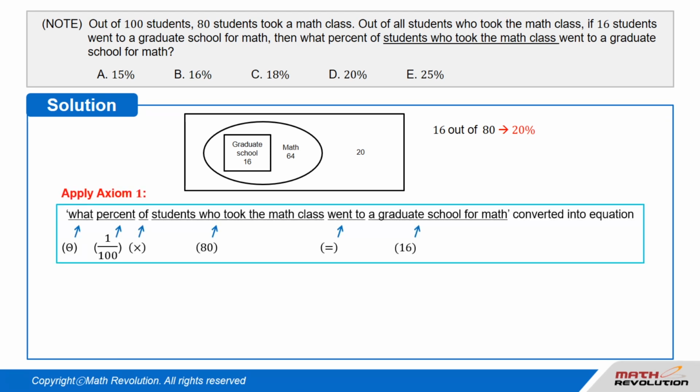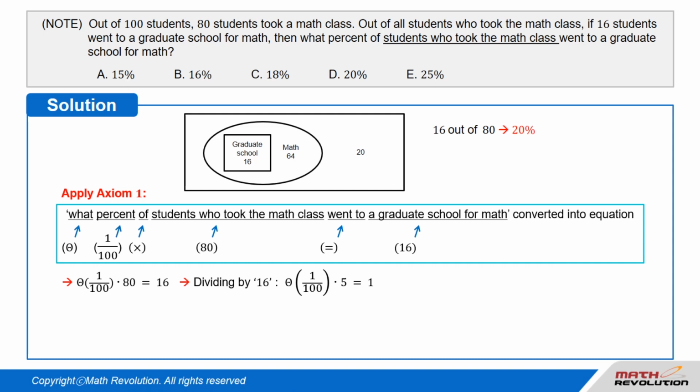In other words, we have to know what percent of students who took the math class went to a graduate school for math. We will now use axiom 1 of the IV approach. What, which is theta, times percent, which is 1/100, of, which is multiply, times students who took the math class, which is 80, went to, which is equal to, a graduate school for math, which is 16, converts into the equation theta times 1/100 times 80 equal to 16.